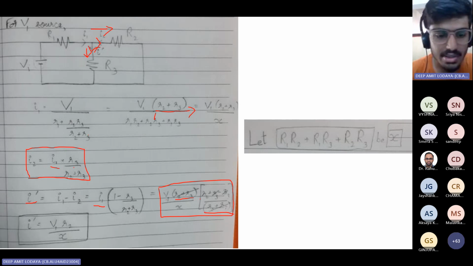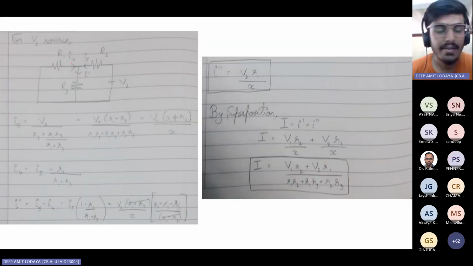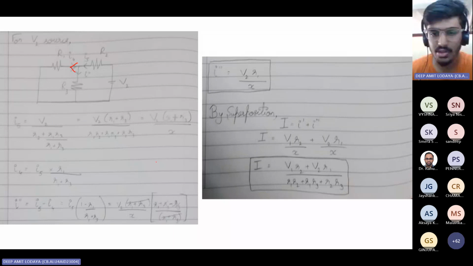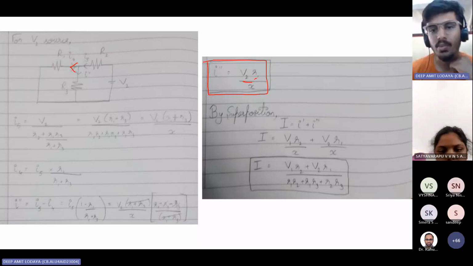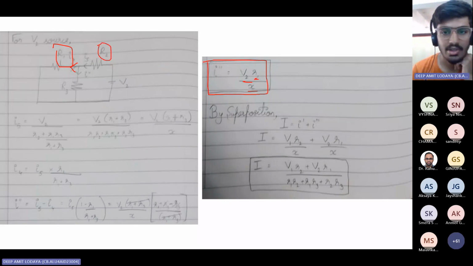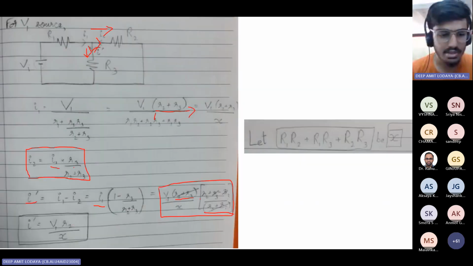Similarly, while considering the second voltage source, we would have a similar outcome. The only difference is that I double dash is V2 R1 by X. Because when considering the opposite direction, we will not have R1, but instead we will have R2. So that is why we'll have R1 in this equation, the opposite arm, and R2 in this equation, the opposite arm.